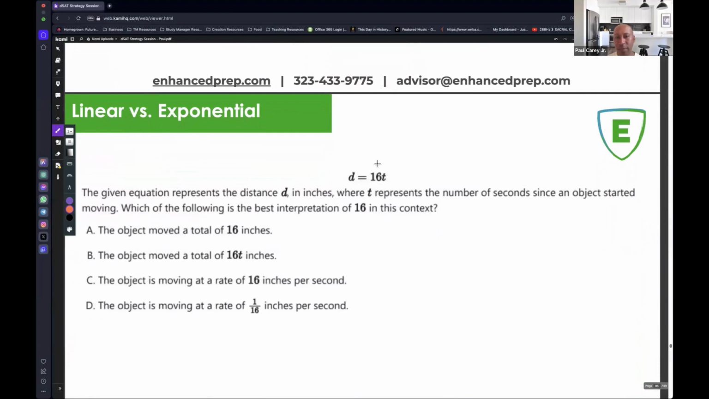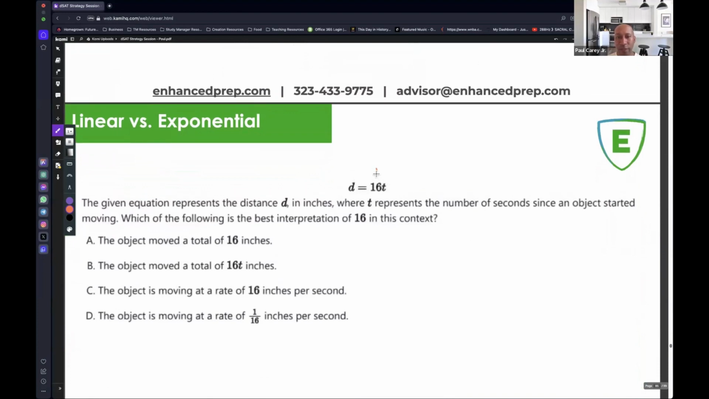What does your 16 mean? Well, whatever's in front of this number is going to be your rate of change. So now we can just think about rate of change, and this is not going to be our total. And then we know it's not 1 over 16. It's going to end up being our 16.